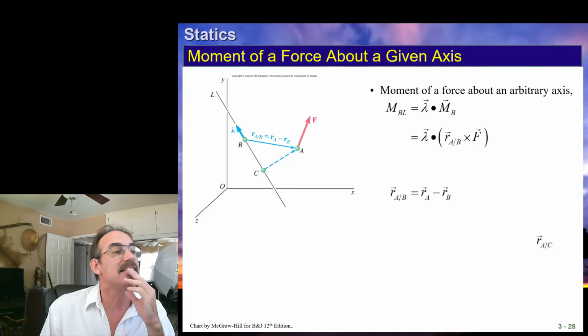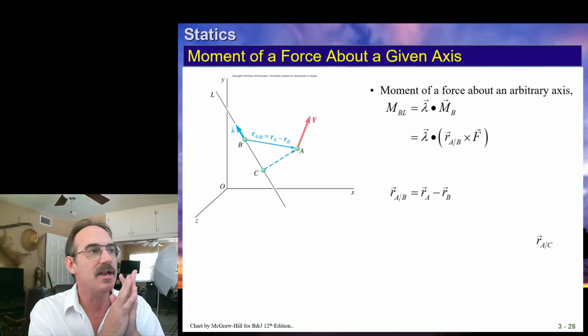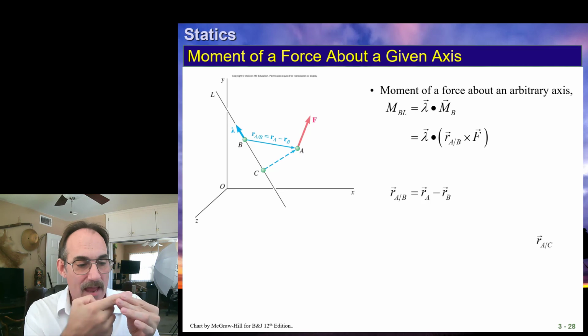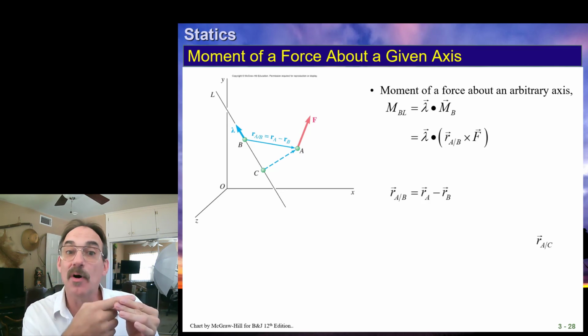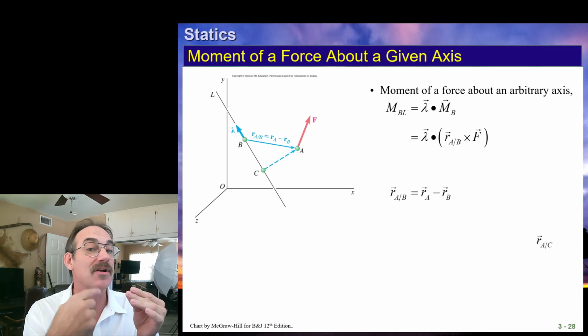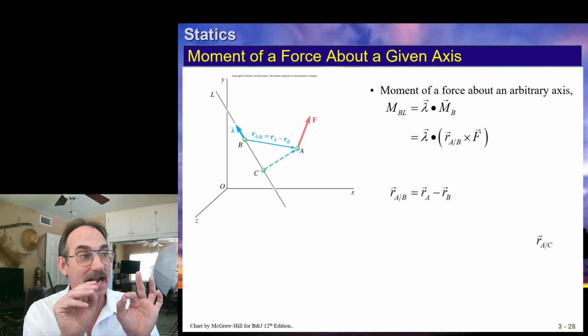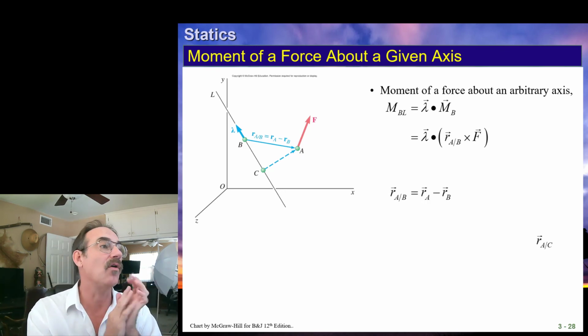Once again, so this is another method. Let's say we have some moment and we want to know what the moment is about a given axis, right? So we know if the force is parallel to that line of action, it's not going to cause any moment. But if it has any components that are not parallel, then it will cause a moment about the axis. It might be a moment in I, J, K, or all three of them.